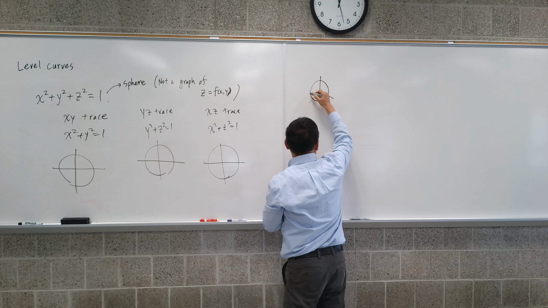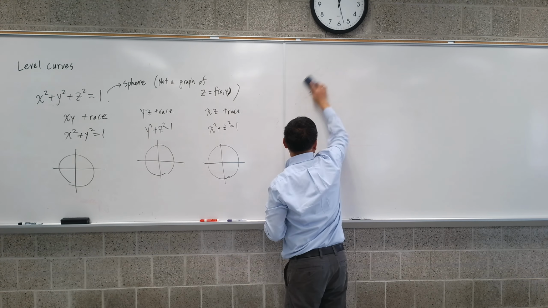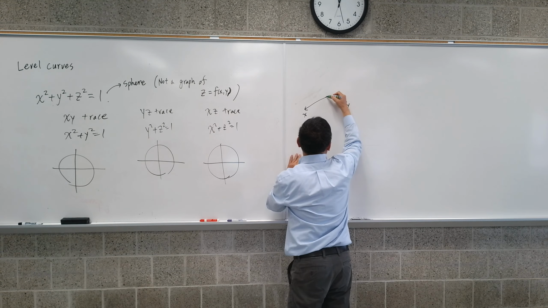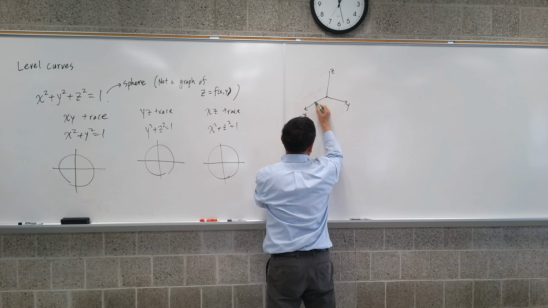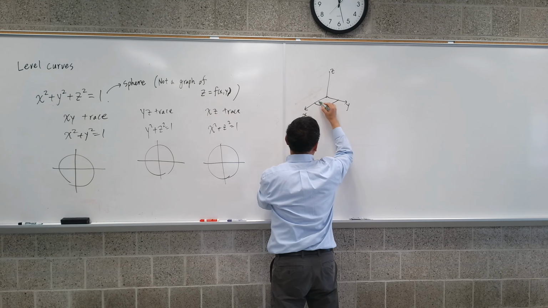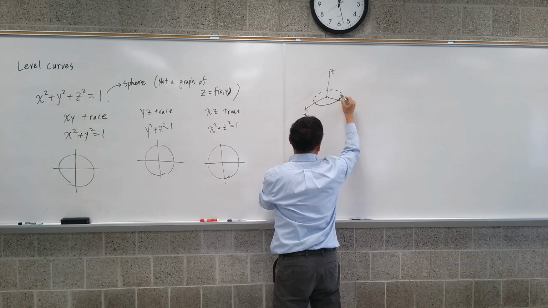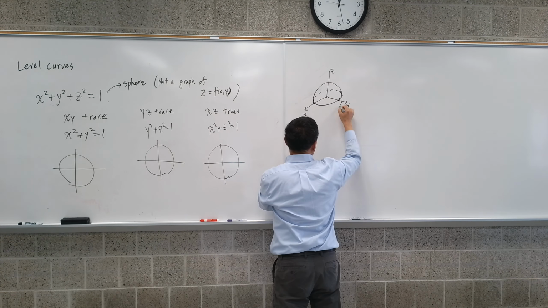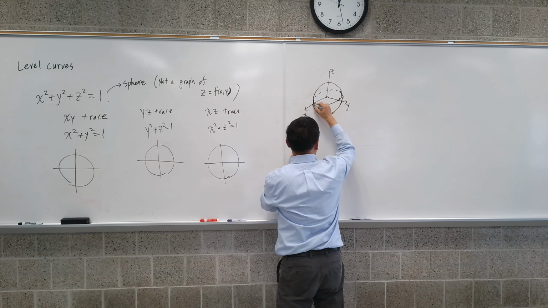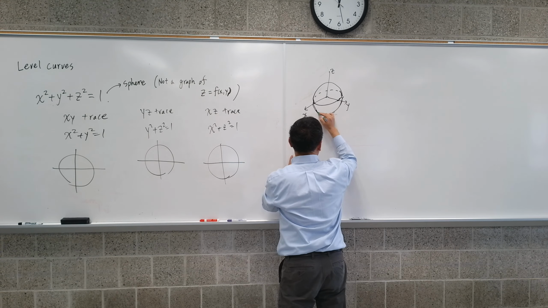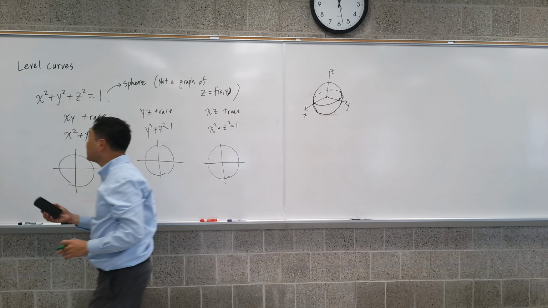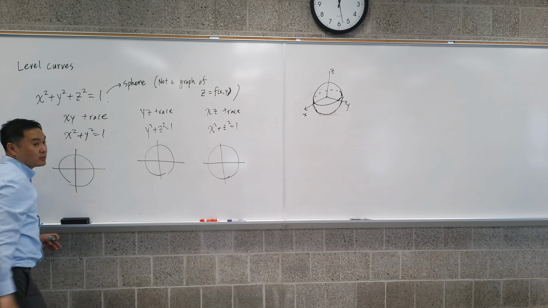Sorry, this is a terrible drawing. Let me try to do better. Here's x, here's y, here's z. Here's a circle, like that, and then like this. Okay? So that's the sphere that you get as the graph of this.